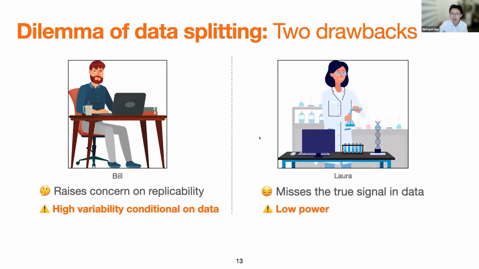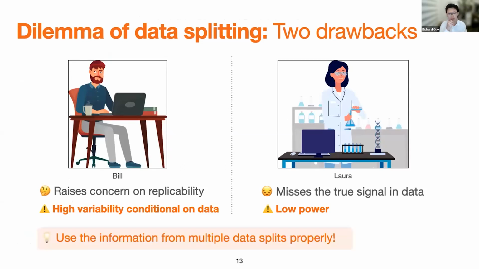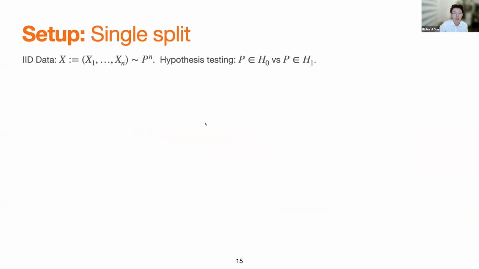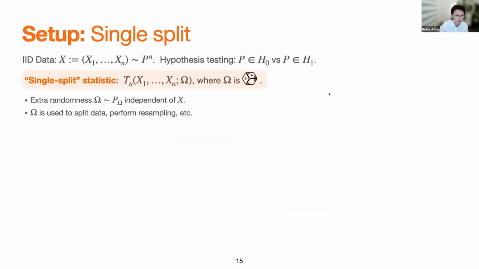A natural solution to this is that I can apply the same randomized procedure multiple times to my data set and properly aggregate the information across multiple realizations. That hopefully would address the problem. So that's my proposal, and let me start with some settings. Imagine X1 through Xn are IID samples from this underlying distribution P. I want to test whether P is under the null H0 or the alternative H1.